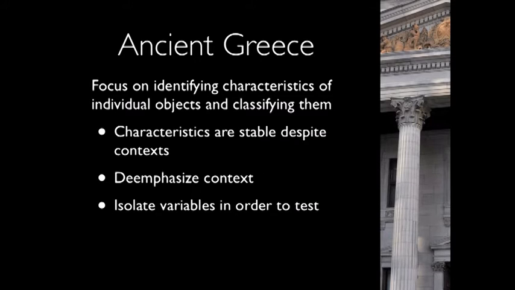Ancient Greece also had the philosophical tradition of identifying characteristics of individual objects, ideas, or people or places, and classifying or analyzing them. It was assumed that characteristics are permanent and stable and don't change, no matter what context or environment they are placed in. So it was possible, they thought, to isolate different features or variables of an object in order to study and test them to see what happens.